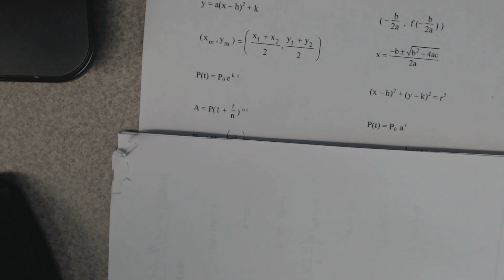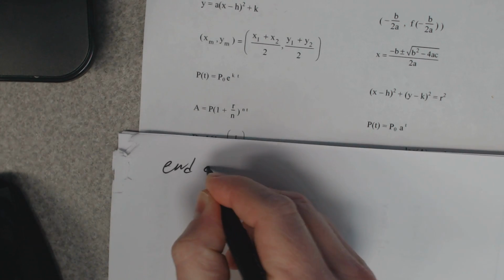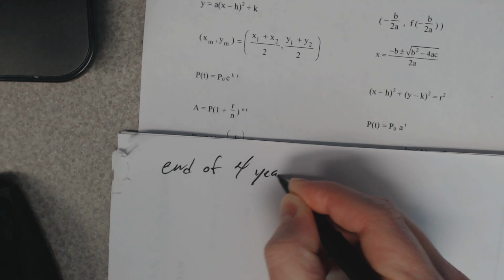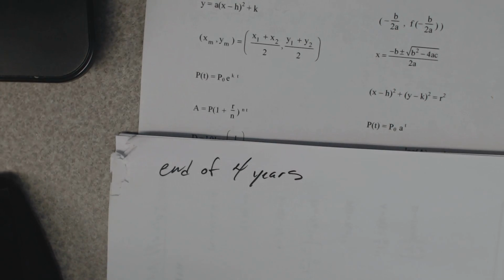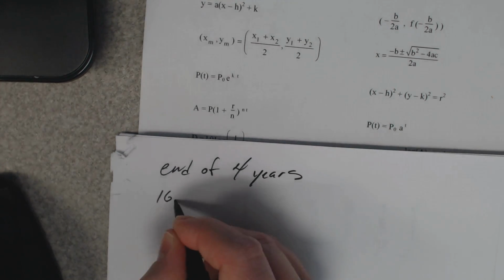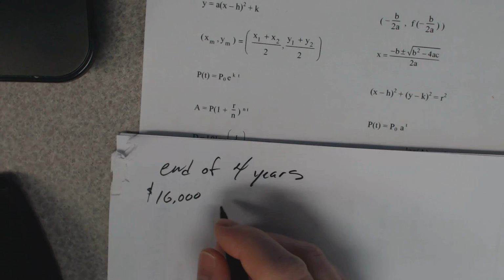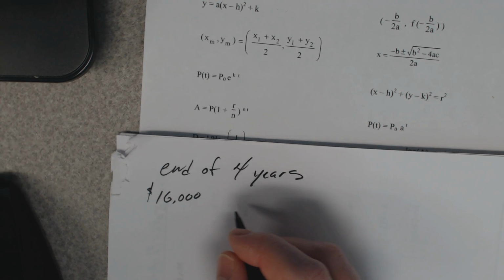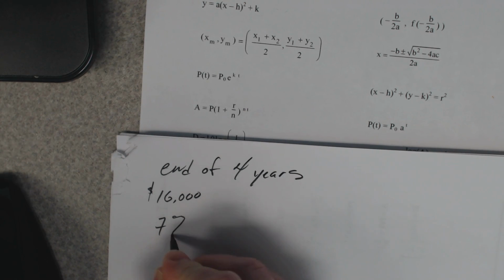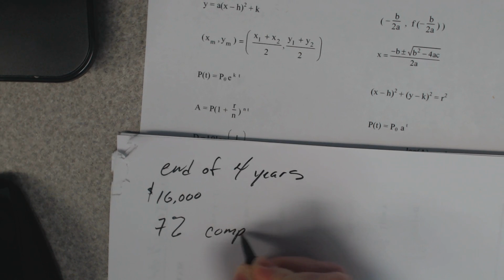The question says, how much money will there be in an account at the end of 4 years, if $16,000 is deposited in that account, and it earns 7% interest compounded quarterly.